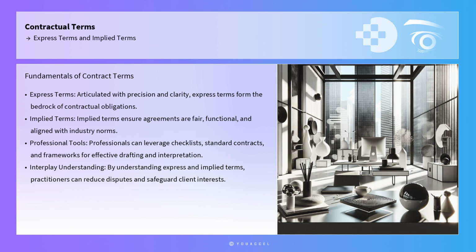Professionals can leverage tools such as checklists, standard form contracts, and established frameworks like the business efficacy and officious bystander tests to draft and interpret contracts effectively. By understanding the interplay between express and implied terms and remaining vigilant to statutory requirements, practitioners can enhance their proficiency in contract law, reduce the likelihood of disputes, and safeguard the interests of their clients.